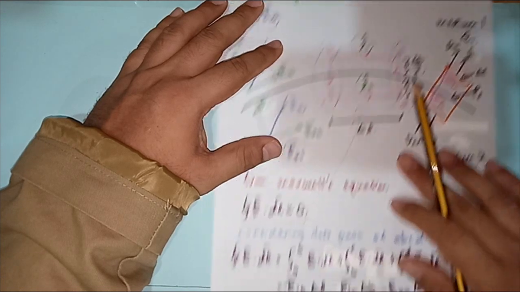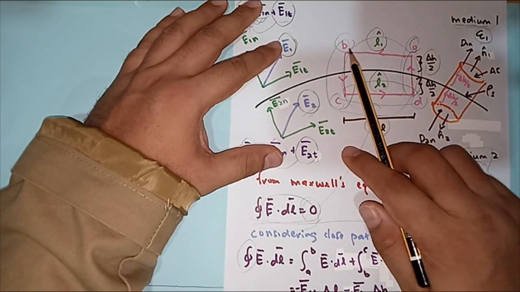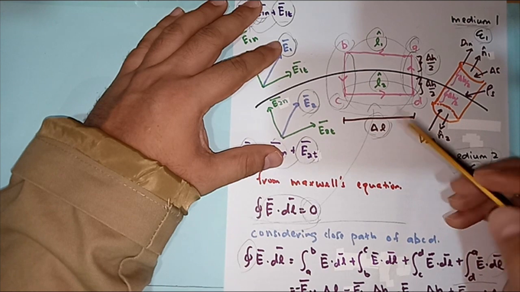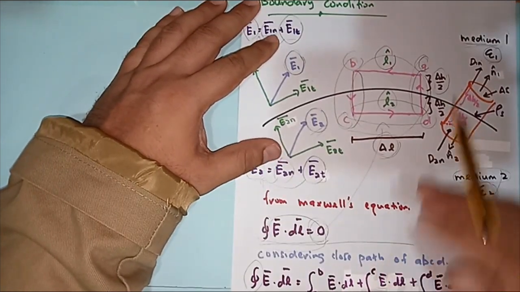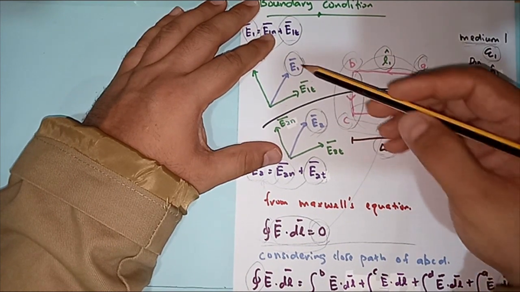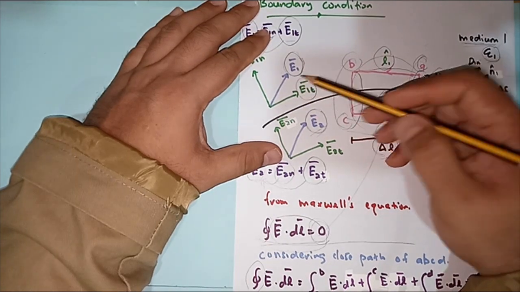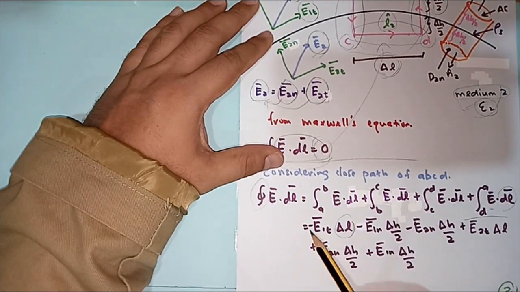For the solution of this integration, we can see that from line A to B, the distance from A to B is equal to delta L. So we will have delta L here, but because the direction of this line and the direction of the tangential component of vector E are opposite to each other, we will have a minus vector E1t.